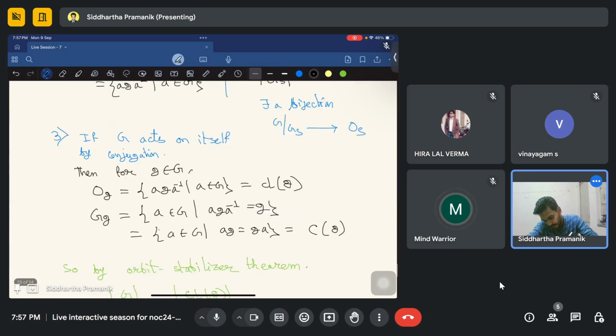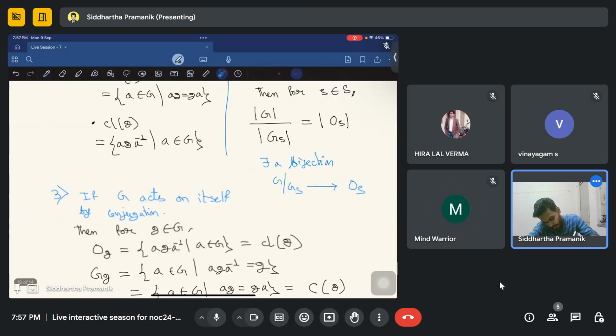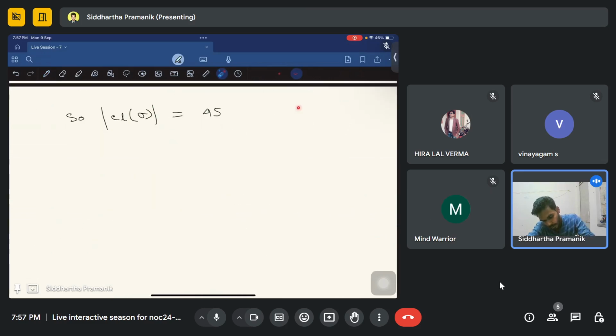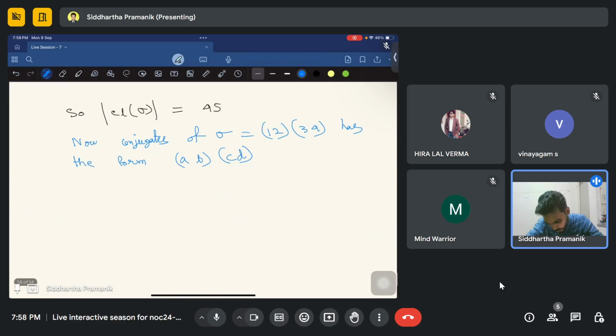Okay, let's quickly check. So this is a product of two cycles. Now, let me write. The conjugates of sigma have the form, let's say, (A B)(C D), because they should have the same cycle structure. Just remember that, because that is useful.